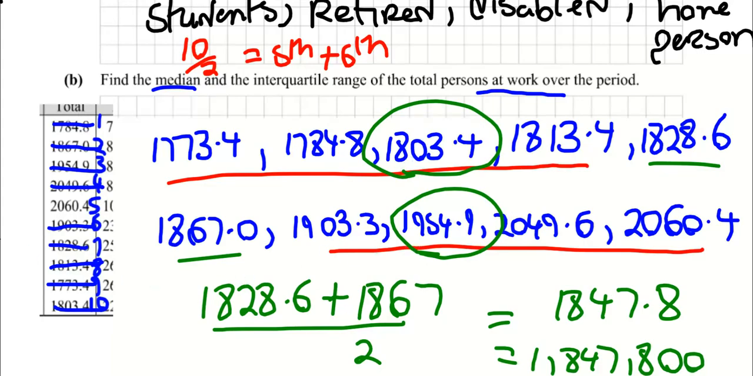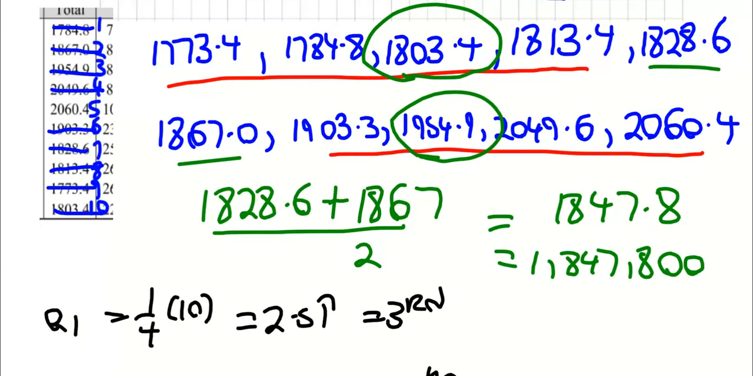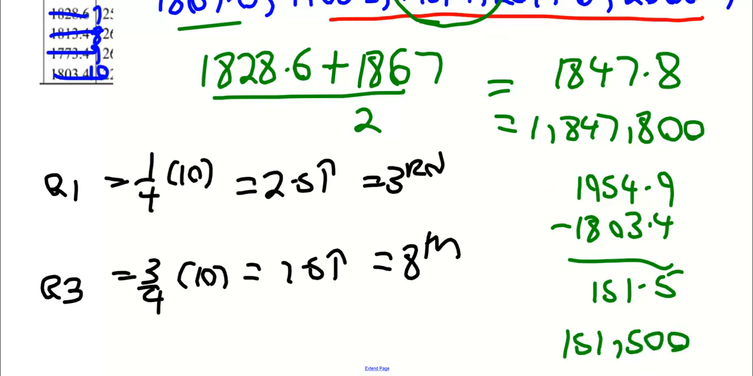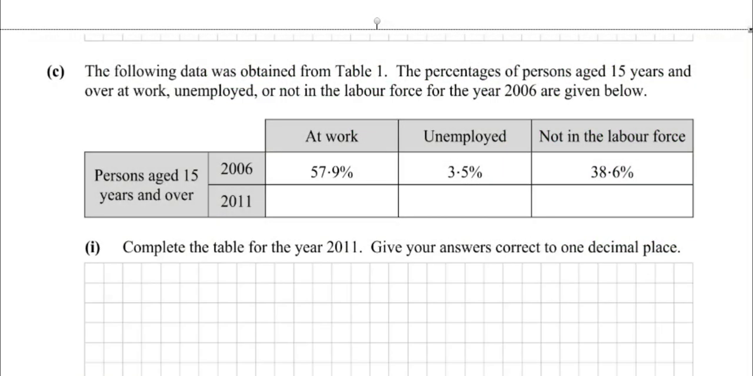So it's 1954.9. Take away 1803.4. And what do you get? Anybody? Full marks? Why not? 151,500. I want you to go to 2011.